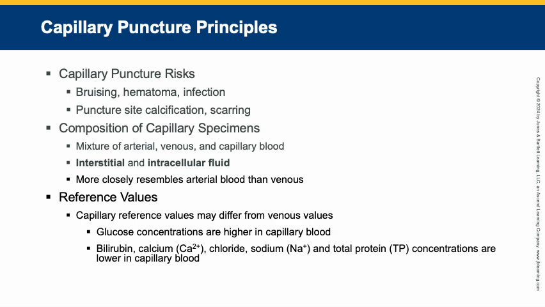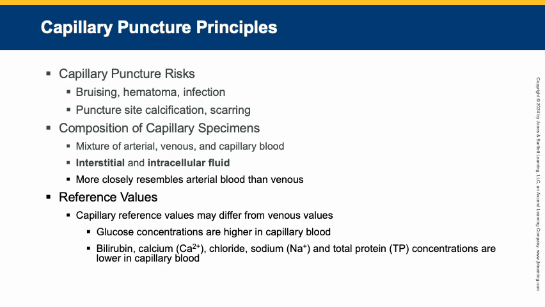The composition of capillary specimens. They differ from venous specimens in that blood obtained by puncturing the capillary bed is a mixture of arterial, venous, and capillary blood, along with interstitial fluid, which is tissue fluid from the spaces between the cells, and intracellular fluid, which is fluid within the cells.